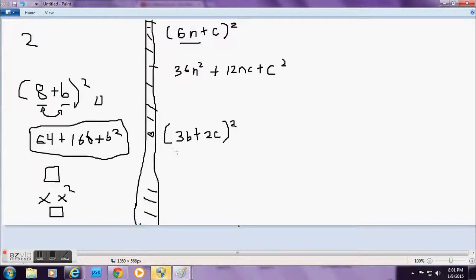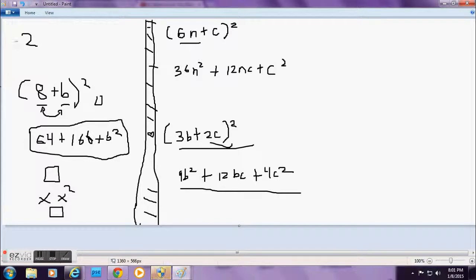Alright, this next one. So 3b squared, so it's 9b squared. Then you multiply these, multiply it by 2, so it's 12bc. And then you square this, so 2c squared is 4c squared. That's practically it for the first type.